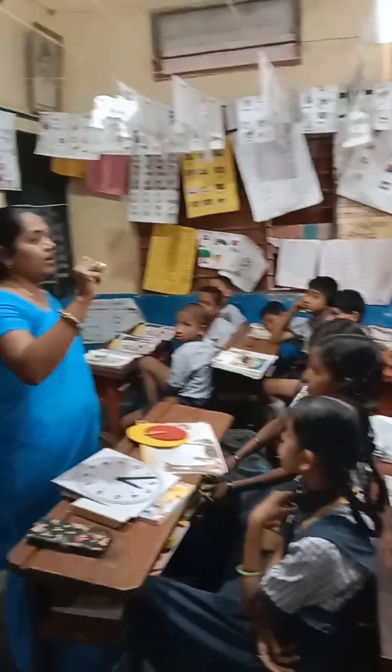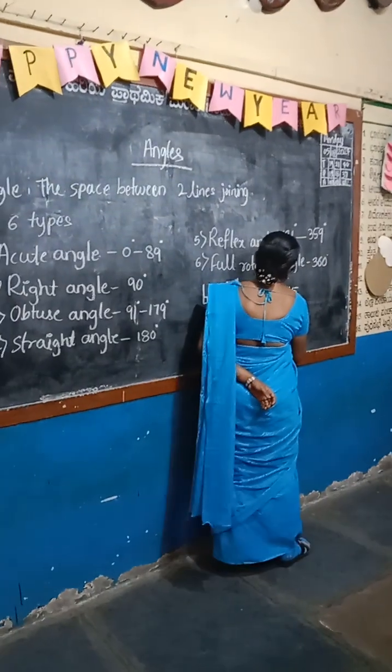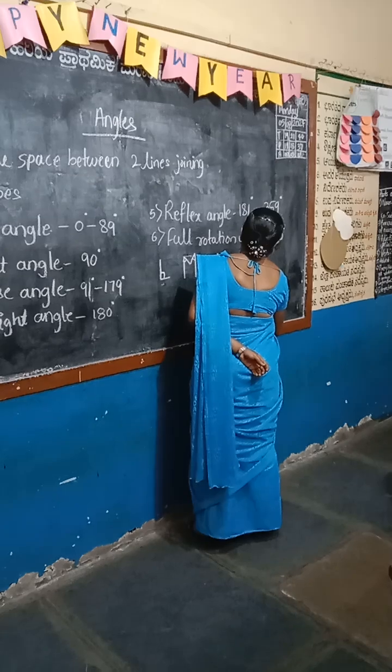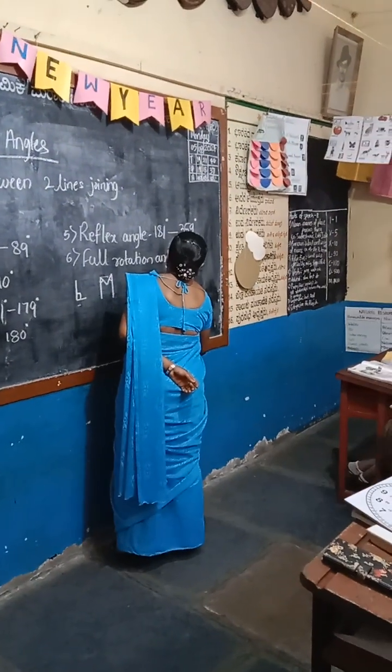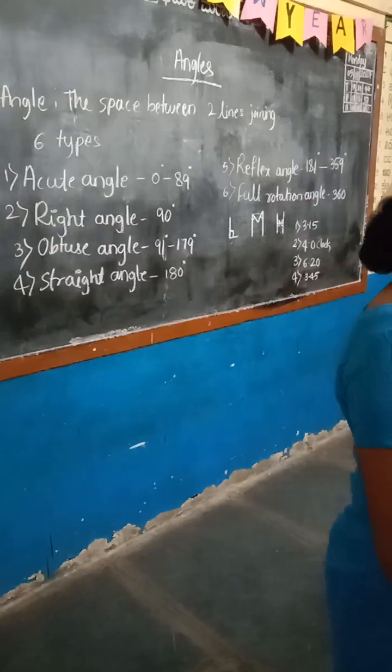Take this one and write the angles created in this line. Take it. Write it out.